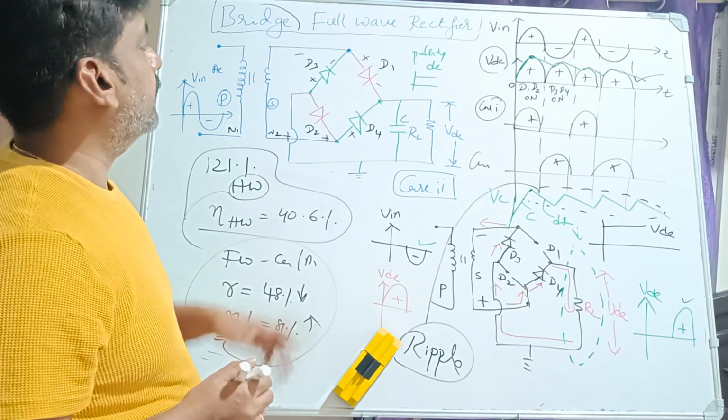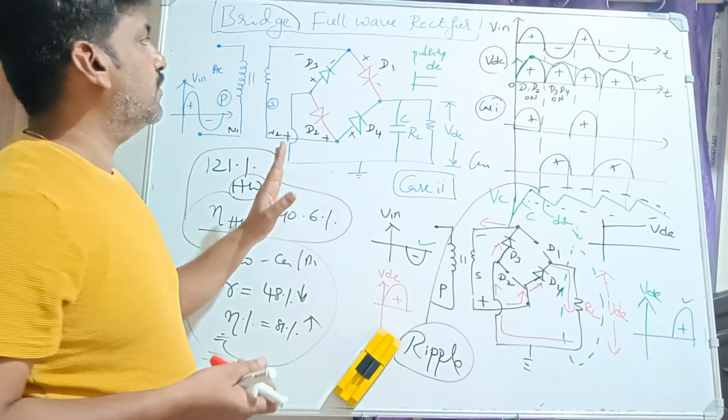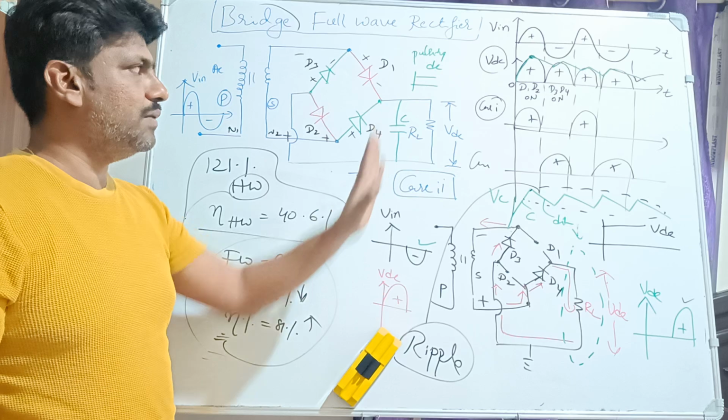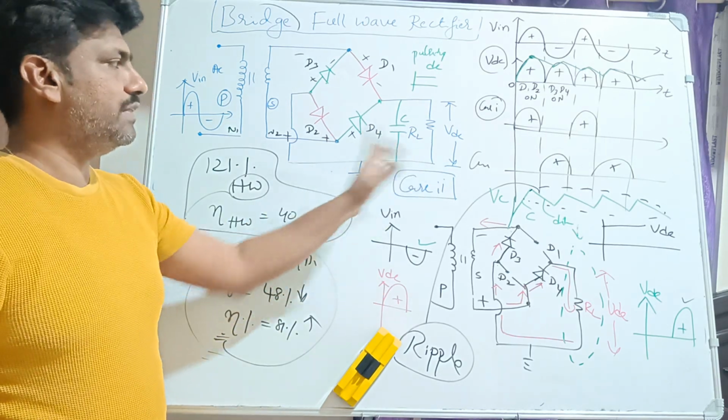So this is how the bridge full wave rectifier works, with respect to the circuit diagram and the explanation of the waveforms with the capacitor filter also, right?